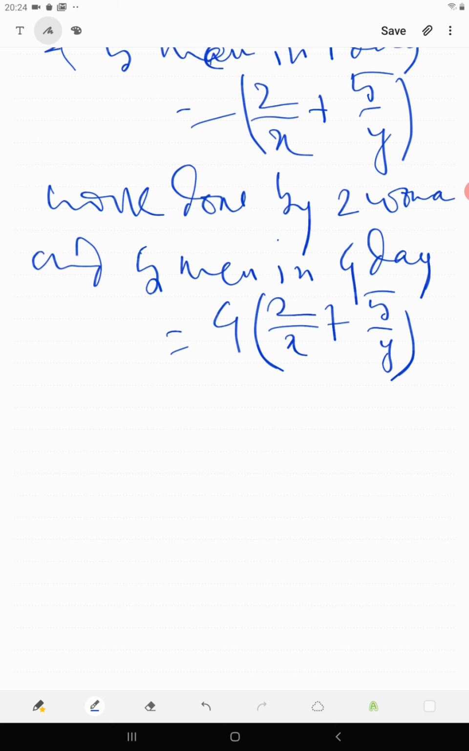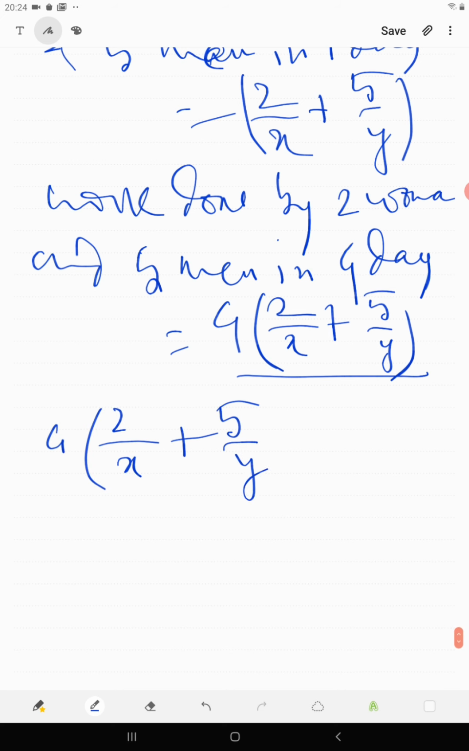Now in 4 days they are completing the work. If you see here, 2 women and 5 men can together finish an embroidery work in 4 days. Finishing means they are doing one work; the whole thing is one work. So this gives 4 into 2 by x plus 5 by y equals 1, because when 2 women and 5 men work for 4 days, they do one work. So this is equivalent to 1.